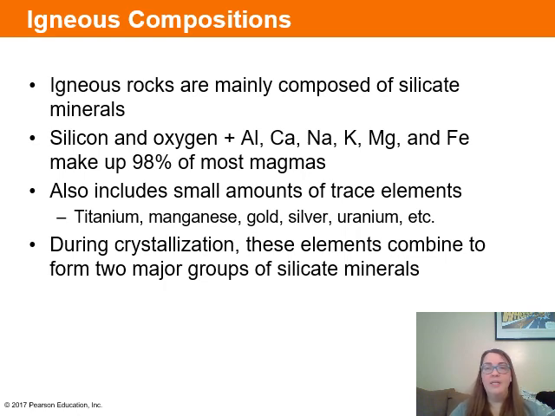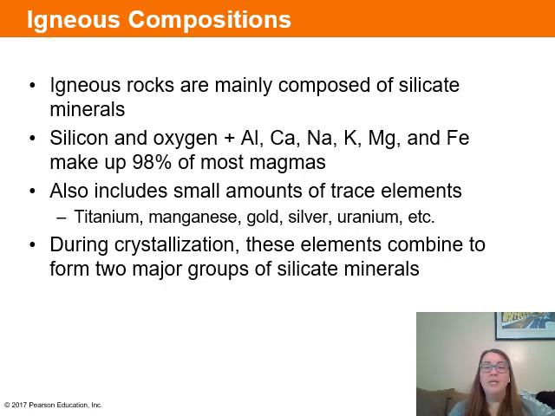So we're going to see that most of our igneous rocks are made up of those silicate minerals, the ones that have both silica and oxygen inside of them. But in addition to those two elements, we're going to see a lot of aluminum, calcium, sodium, which is Na, potassium, which is K, magnesium, and iron, which is Fe. Together, these few elements make up almost 98% of all of the magma found on our planet.